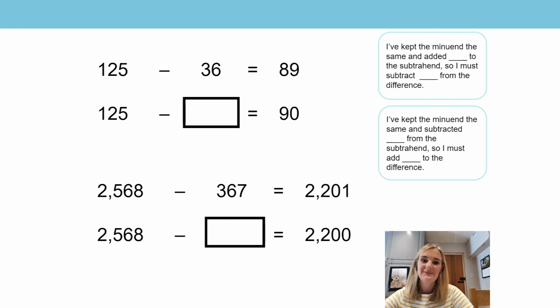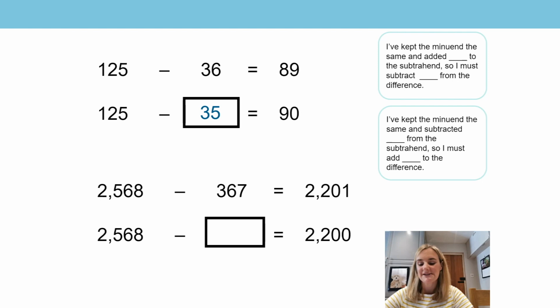Have you paused it? Have you managed to do it? Okay, let's go. So in that first set, 125 subtract 36 is 89, and the one below the minuend is still the same. So what's happened to the difference? It's increased from 89 to 90, so it's increased by 1. So our subtrahend of 36 needs to decrease by 1, so we should have 35. Brilliant.